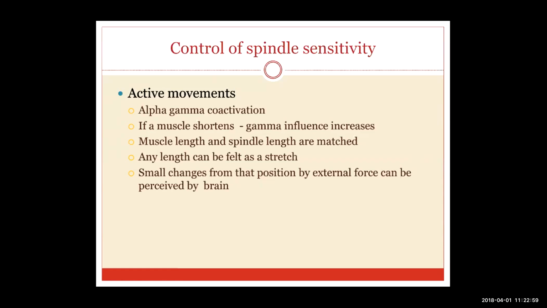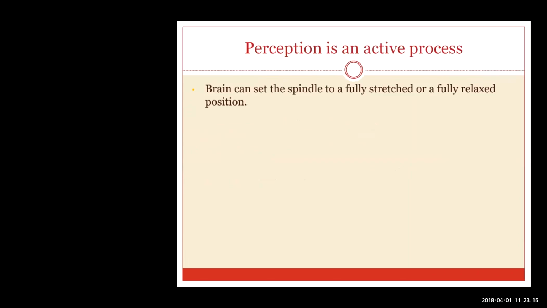So any small change in a muscle will be followed by a small change in the sensitivity of the spindle, and the spindle will always be sensitive. So with any external force, immediately the brain perceives that there is a movement happening. This is what is called the control of spindle sensitivity, right?